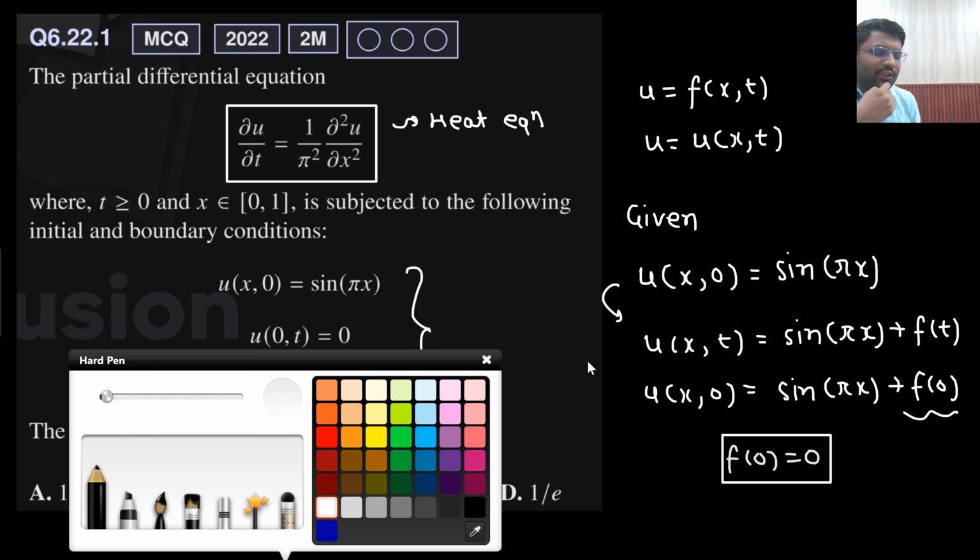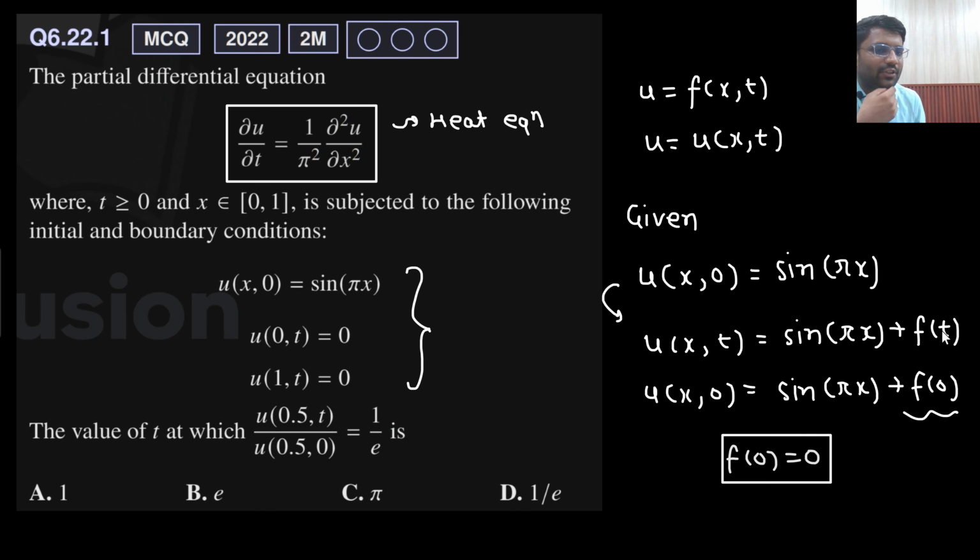Basically u is a function of x comma t, that means it will be a function of x, and it will be a function of t as well. In place of x you are putting x only, in place of t you are putting 0, then this is what you are getting. Then here they are saying that in place of x you put 0, and in place of t you put t only. So what will you be getting?